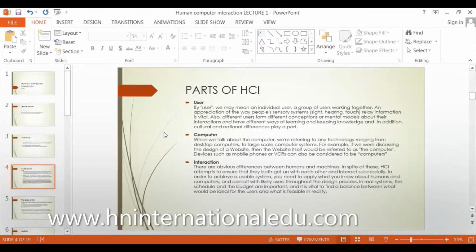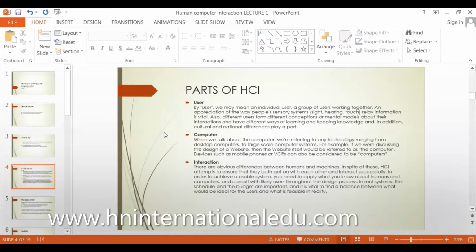And what is the interaction? There are obvious differences between human and machine. Definitely there is an obvious difference. There is a language barrier. There must be a translator between them, between the two entities, human and computer. In spite of these, HCI, that means human computer interaction, attempts to ensure that both get on with each other and interact successfully. Human computer interaction, HCI, is responsible for the smooth interaction between human and computers by developing strategies.